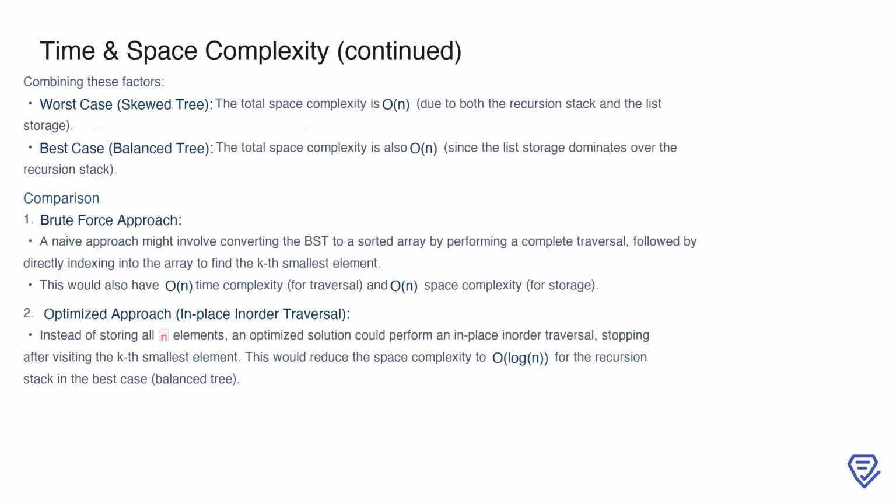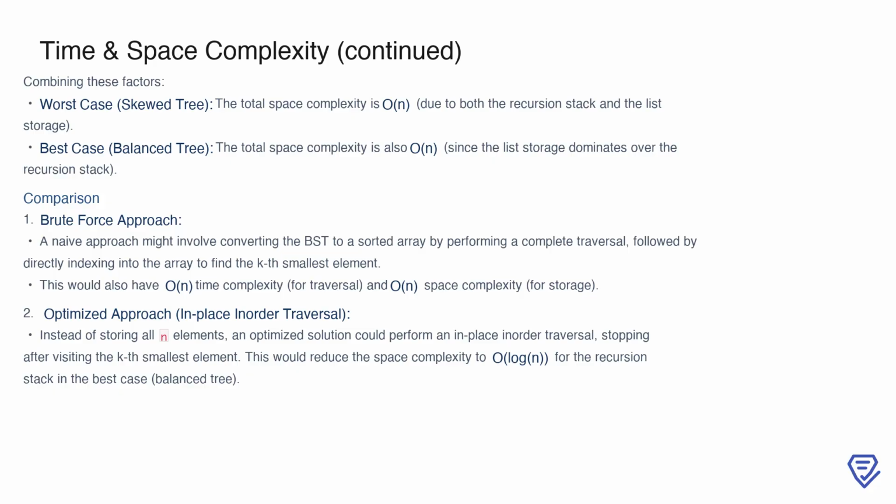Taking both factors into account, the total space complexity in the worst case, where the tree is skewed, is O(n), due to the recursion stack and the list storage. Even in the best case for a balanced tree, the space complexity remains O(n), because the size of the list storing the traversal dominates the stack usage. Now, let's compare this solution to other approaches.